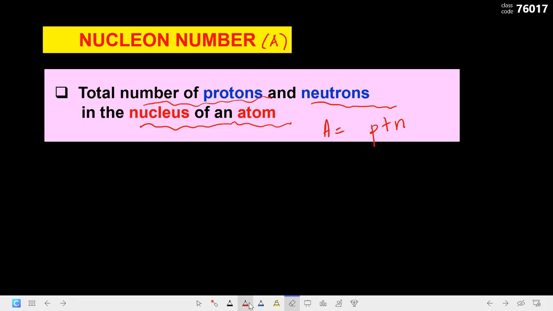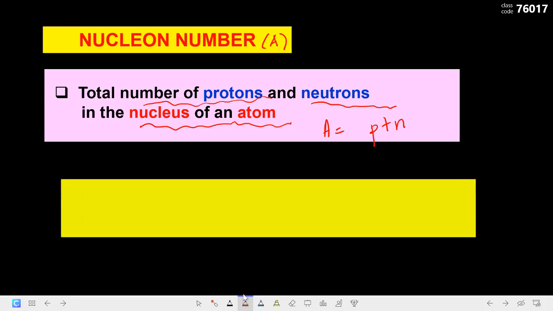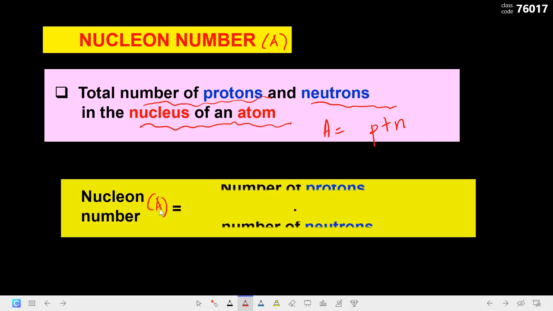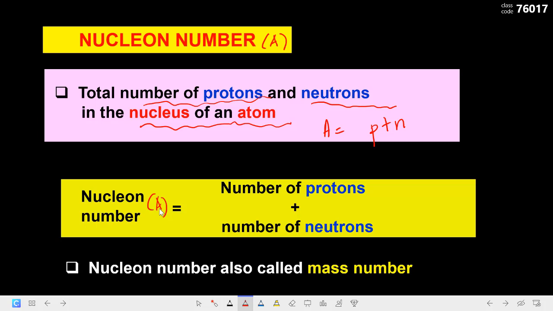Next. Nuclear number, which is A tadi, is equal to number of protons plus number of neutrons. Other term for nuclear number is mass number. So kalau proton number tadi, istilah lainnya adalah atomic number. But for nuclear number, the other term is mass number.